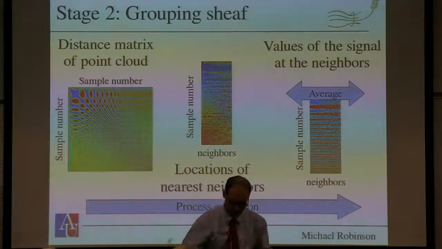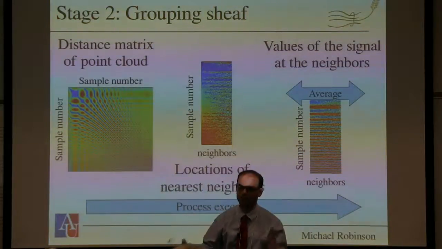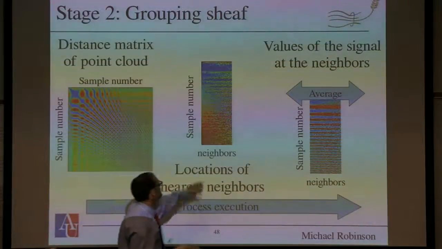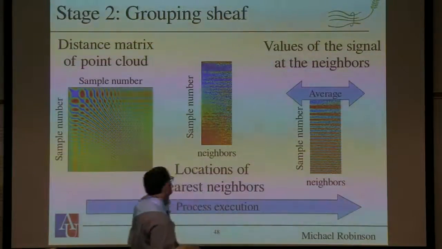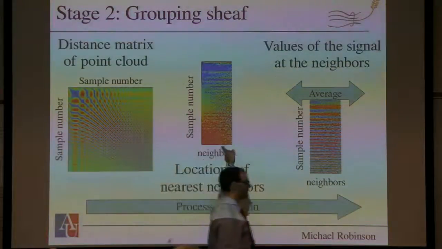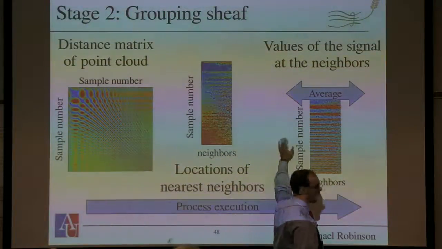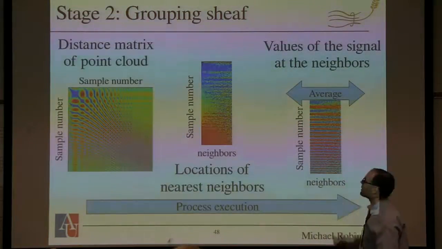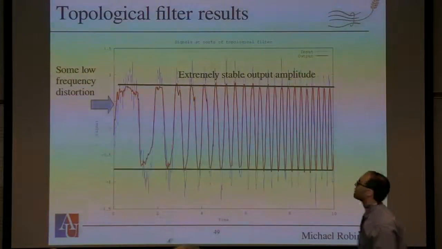So now you're building the internal state sheaf built of neighbors in this topological space. This is what you end up seeing as your data. This is a particular section of that sheaf. And then we go ahead and average, pass it through that topological filter, and you get much better results. In particular, here's the output of that filter.